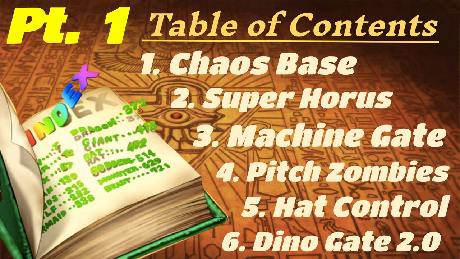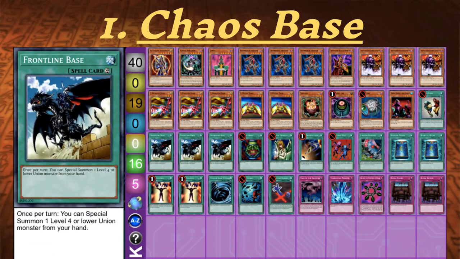We have Chaos Base, Super Horus, Machine Gate, Pitch Zombies, Hat Control, Dino Gate 2.0. These are some of the decks that I've had in the works for a while, and I just never had the time to put them all together. So I'm just gonna unleash all this content to you, and this is the first set of six. So let's go right into Chaos Base.